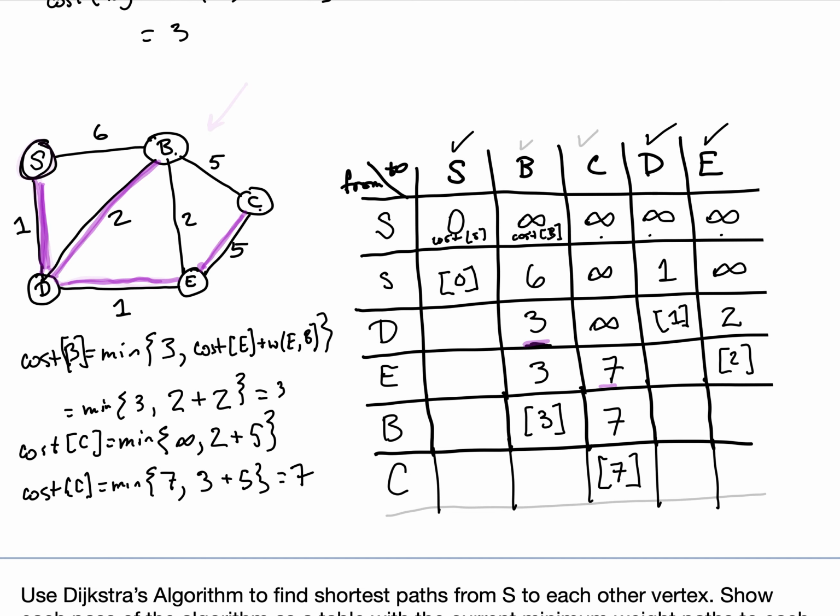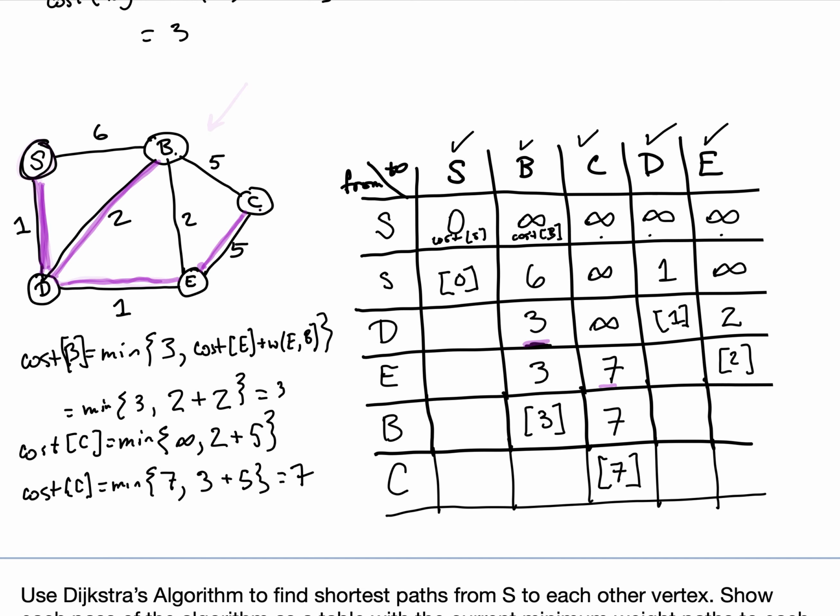We're looking at all of its unprocessed neighbors. It has none, so there's nothing to do. And now at this point, there are no more nodes to process. C has now been processed, D had been processed, and we are done.